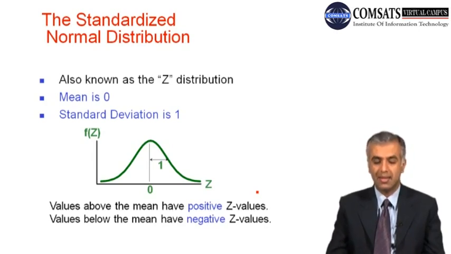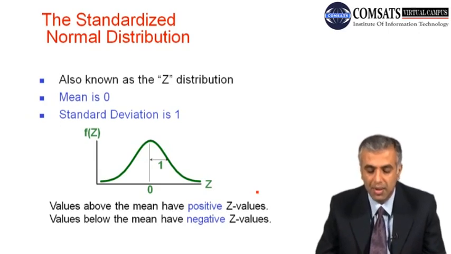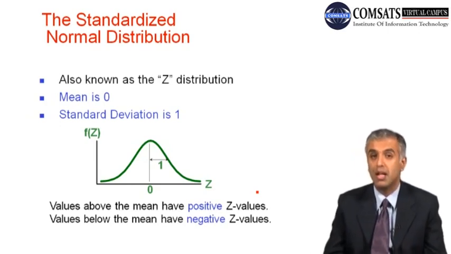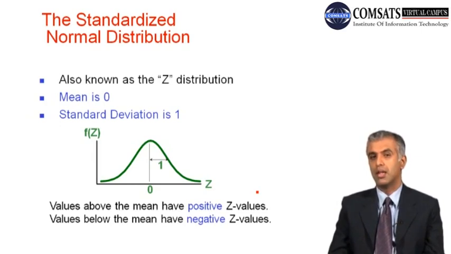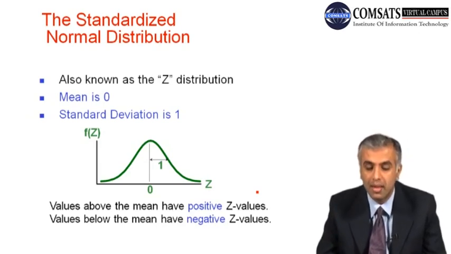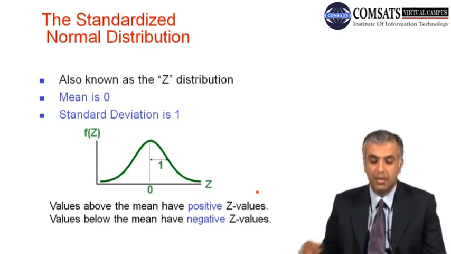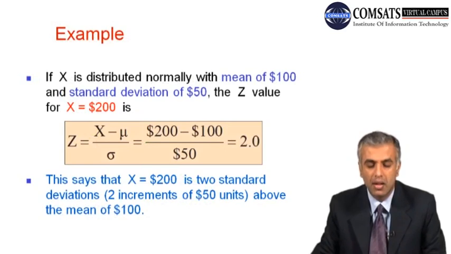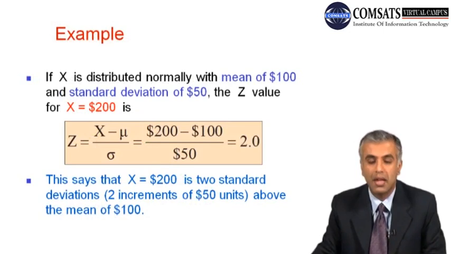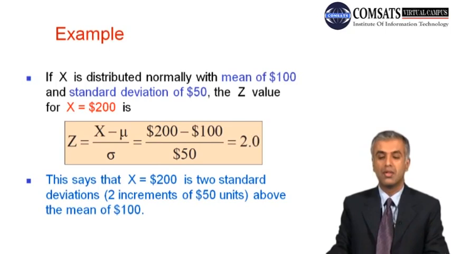Once it's there, we can say that the values above the mean have positive z values and the values below the mean have negative z values. So this is one easy way to calculate the nature of z values from your data set. Let's have a look at an example in which a certain value x is distributed normally with a mean of $100 and a standard deviation of $50.